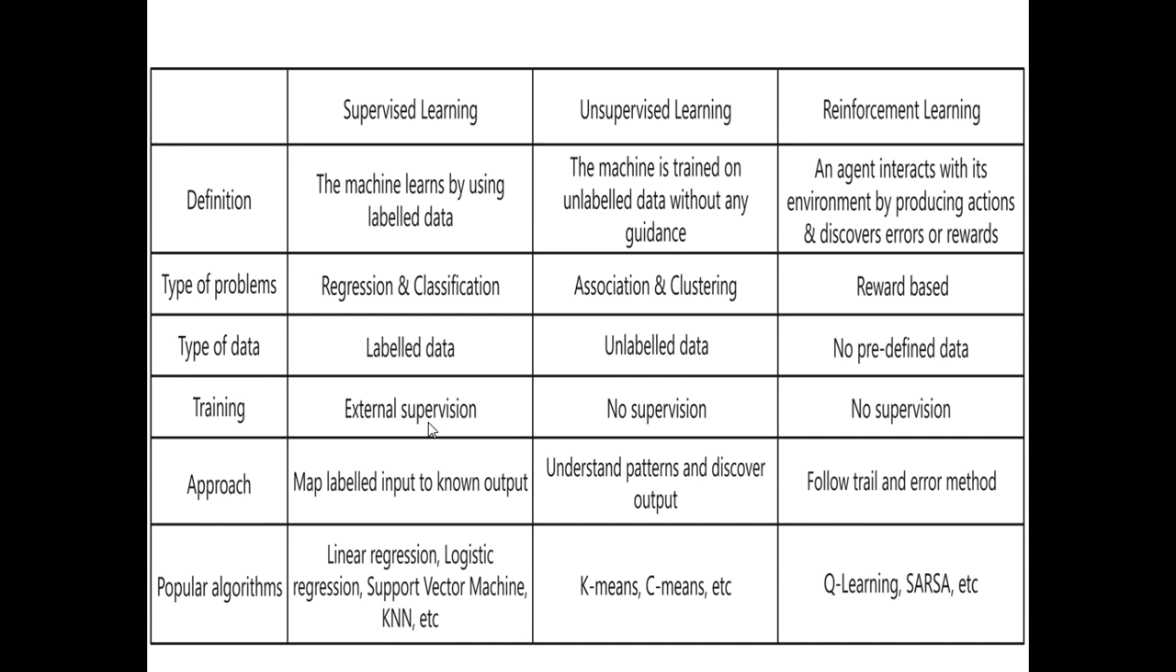The popular algorithms we basically use with supervised learning are linear regression, logistic regression, support vector machine, nearest neighbor network, etc. In unsupervised learning, we have k-means clustering, c-means clustering, and PCA, principal component analysis, etc. In reinforcement learning, we have Q-learning and SARSA, etc. These are the popular algorithms followed in different categories of machine learning.